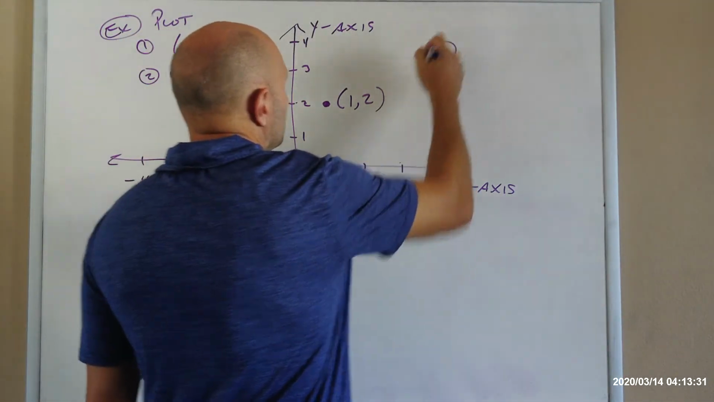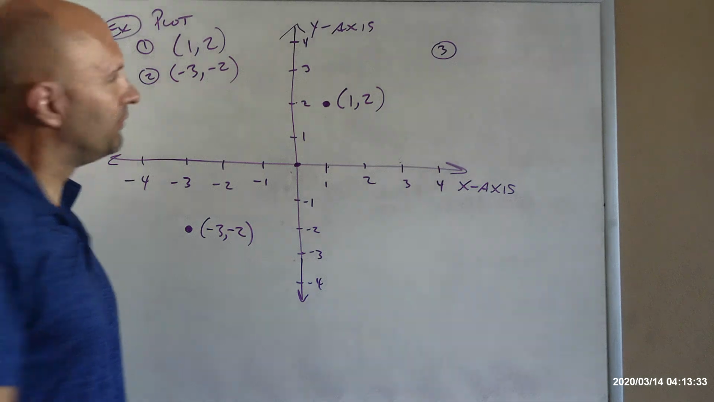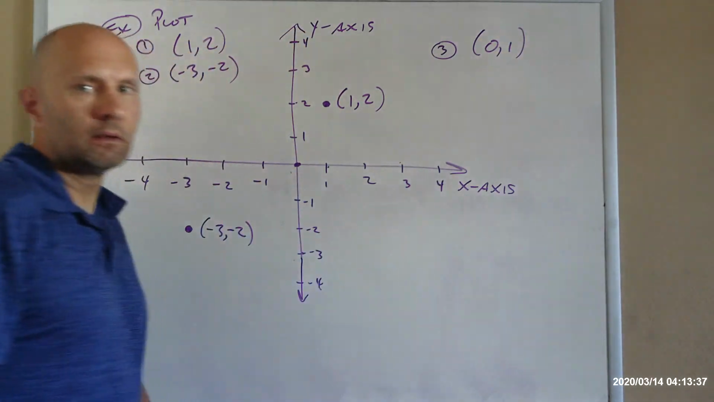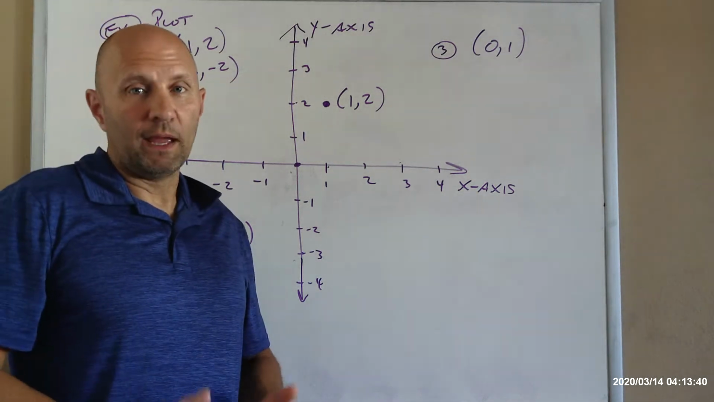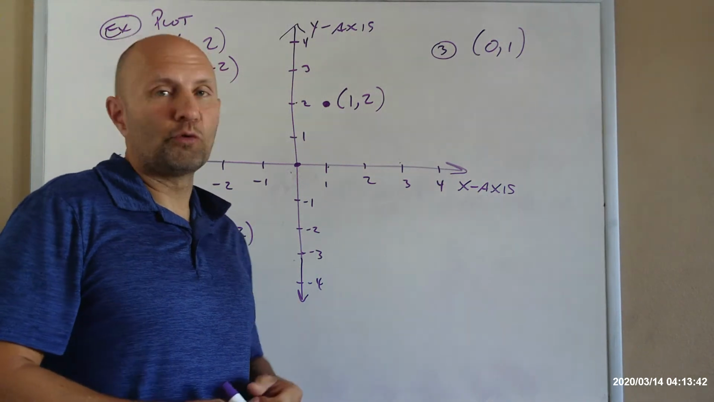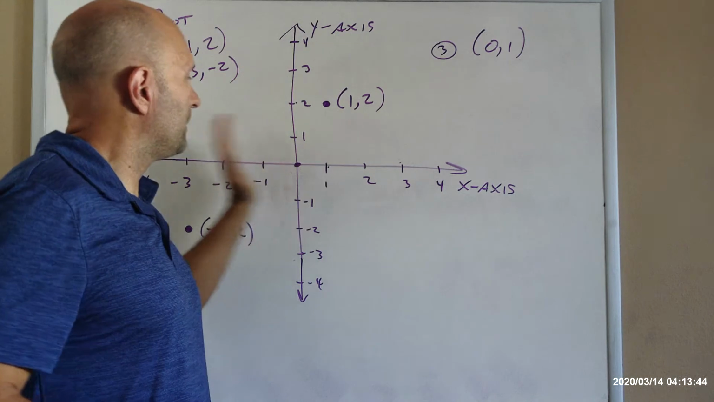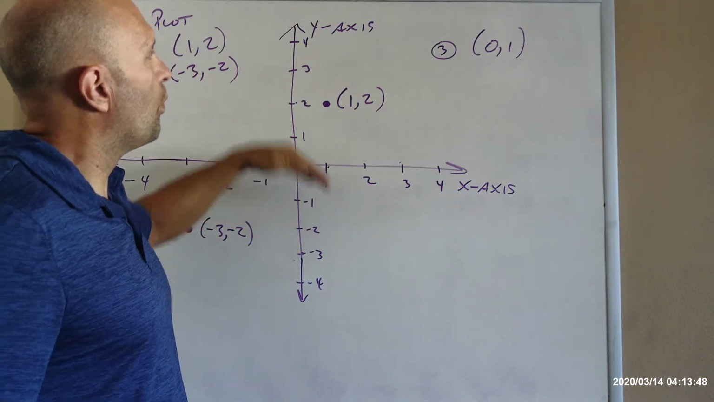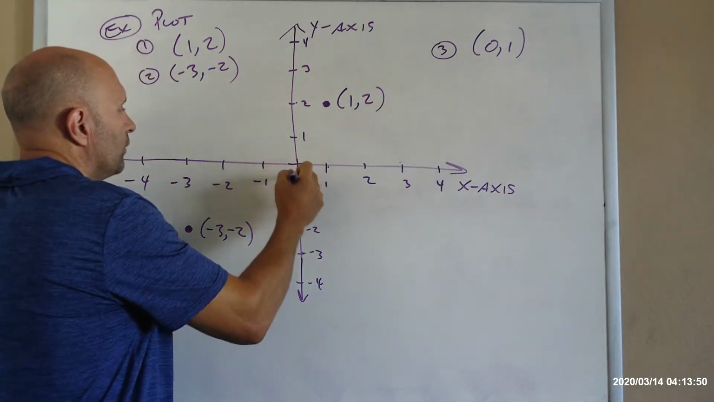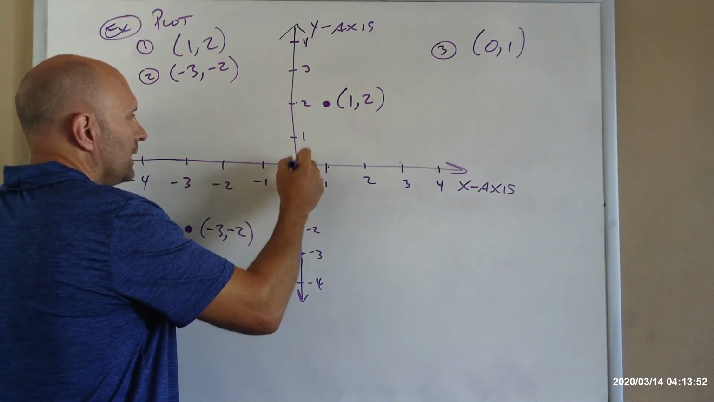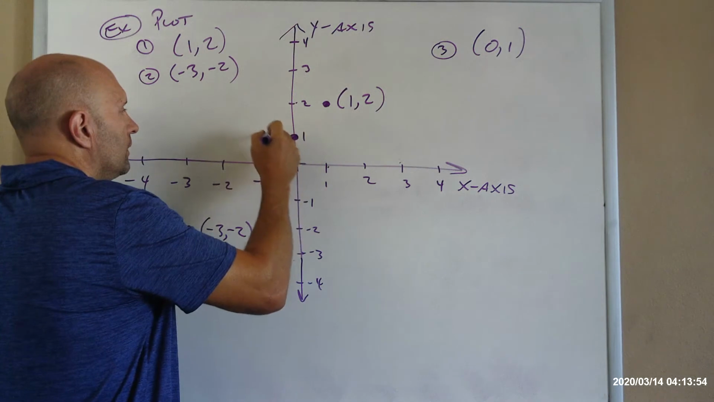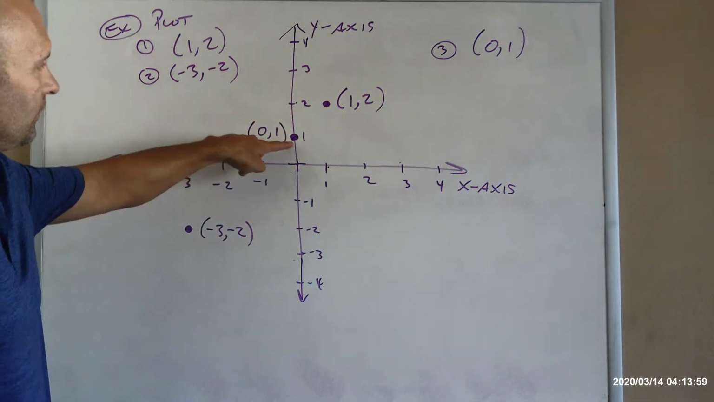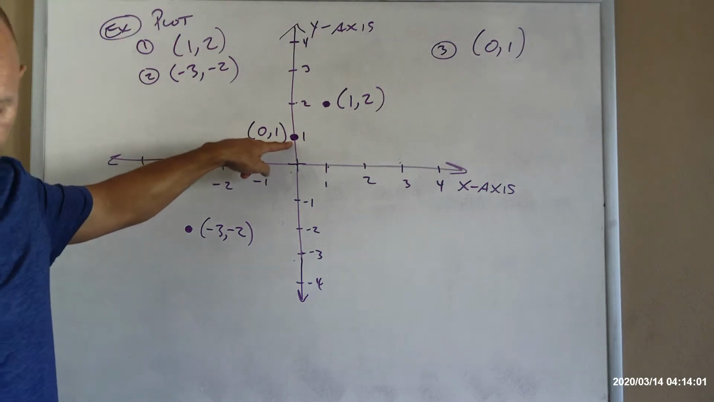How about if we have to plot the point 0, 1? So, again, first value in this ordered pair is my x is 0, meaning I'm not moving left or right at all. But I'm moving 1 unit up. So, from the origin, I move nothing left or right. I move 1 unit up. So this point right here on the y-axis would be 0, 1.